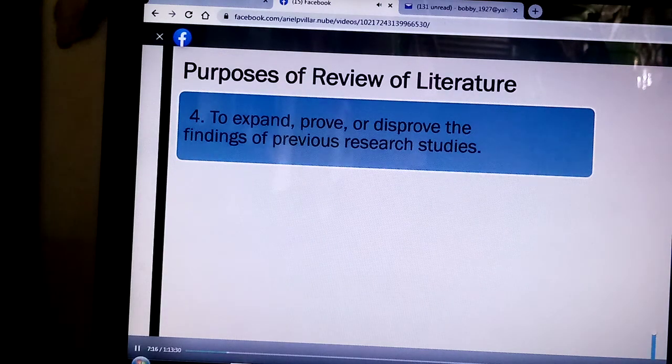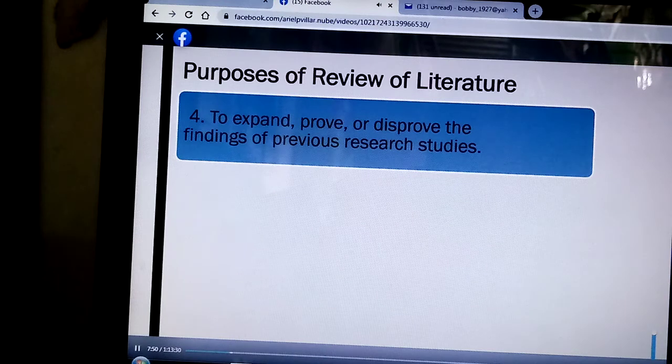If you remember in your research introduction, particularly in your move number 3, okay, your move number 2 is already a semi or an initial review of related literature and studies. And from there, yung review of related literature nyo is actually the more expanded version na siya ng move number 2 nyo, okay, to expand, prove, or disprove the findings of previous studies. Okay, so if you remember, that is one of the categories of our move number 3.